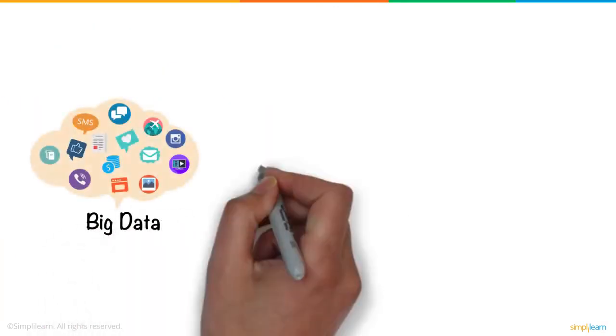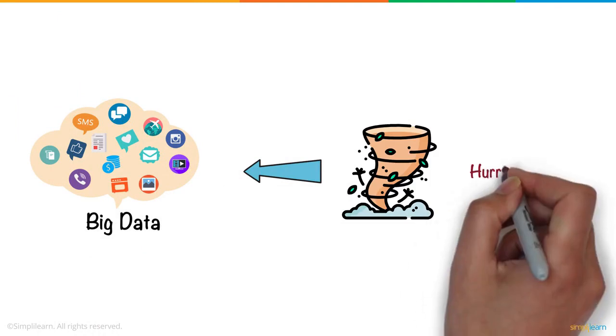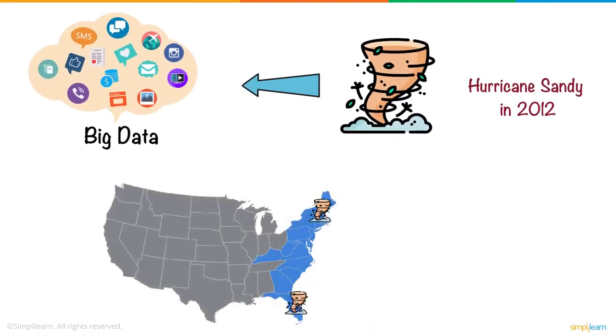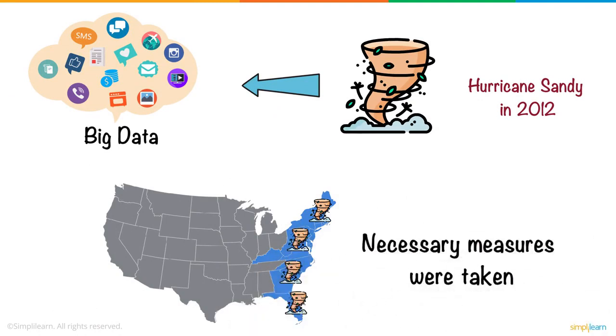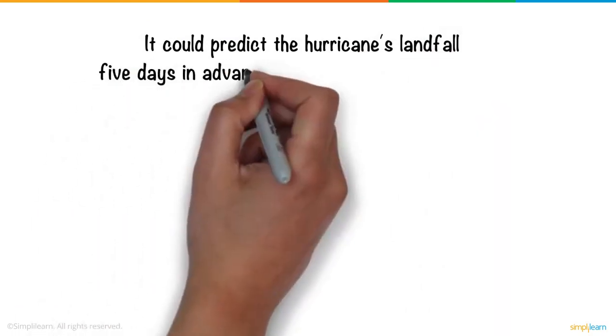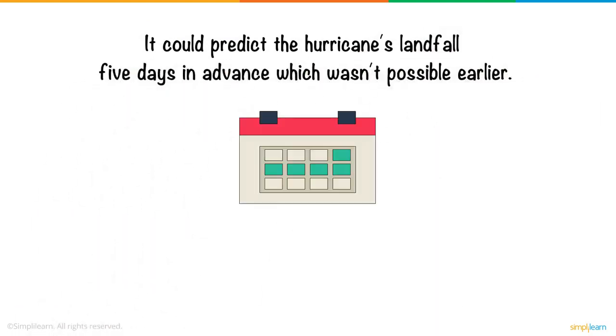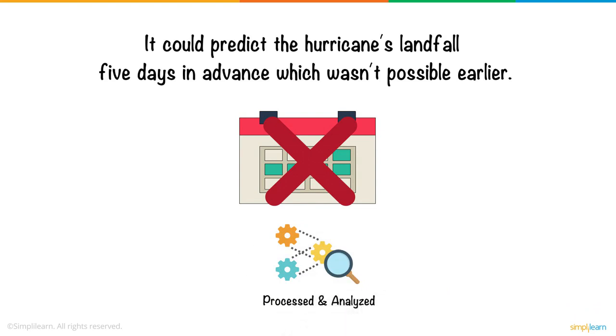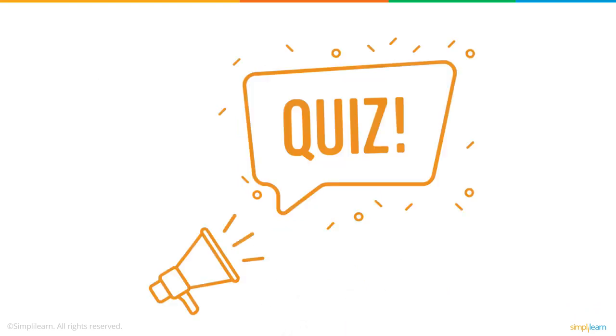Similarly, big data also helped with disaster management during Hurricane Sandy in 2012. It was used to gain a better understanding of the storm's effect on the east coast of the U.S., and necessary measures were taken. It could predict the hurricane's landfall 5 days in advance, which wasn't possible earlier. These are some of the clear indications of how valuable big data can be once it is accurately processed and analyzed. So, here's a question for you.